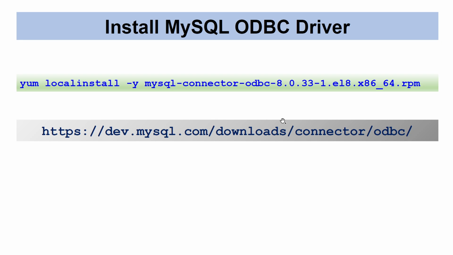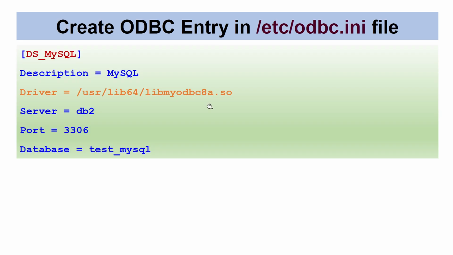To install MySQL ODBC drivers, you will download this particular package and you will install the ODBC connector. So this is the ODBC connector. I have given you the link and I'll show you in a minute how to get this particular package. Once the ODBC driver is installed, create the ODBC entry in the etc odbc.ini file. Now here, this is the name of your data source, it can be of your choice, whatever you want to refer to it as.